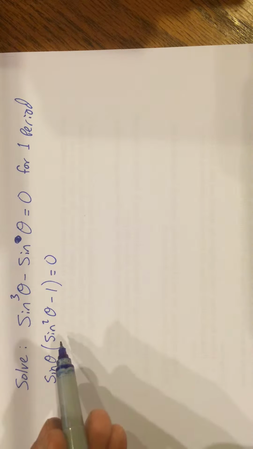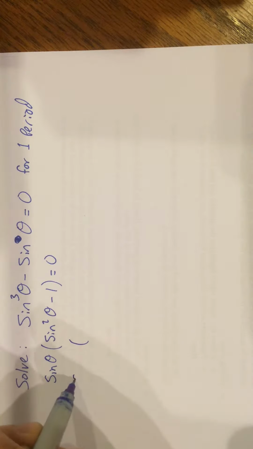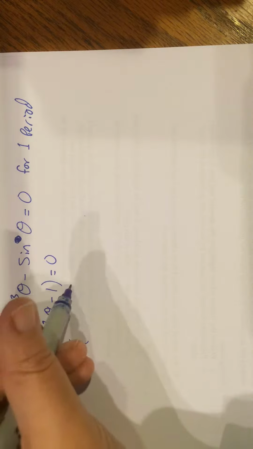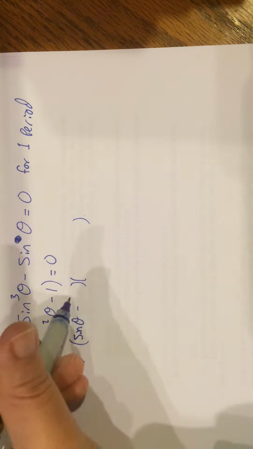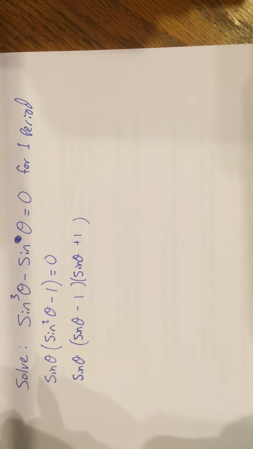Well, now it's a quadratic, and now it's a difference of two squares, so I can factor it further. So I still am going to have a sine theta on the outside. Then I'm going to have a difference of two perfect squares, so sine theta minus 1, sine theta plus 1 equals 0. Okay, so it's factored.